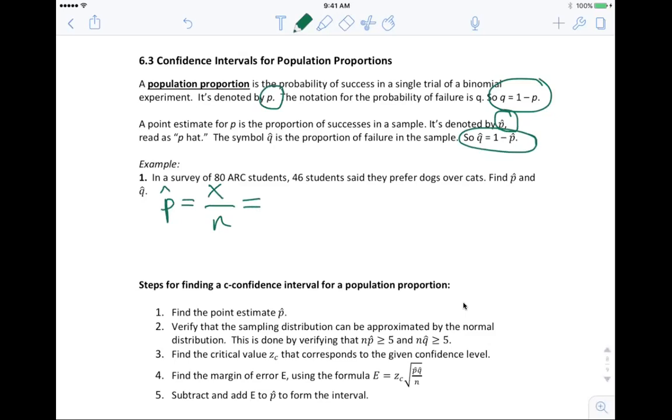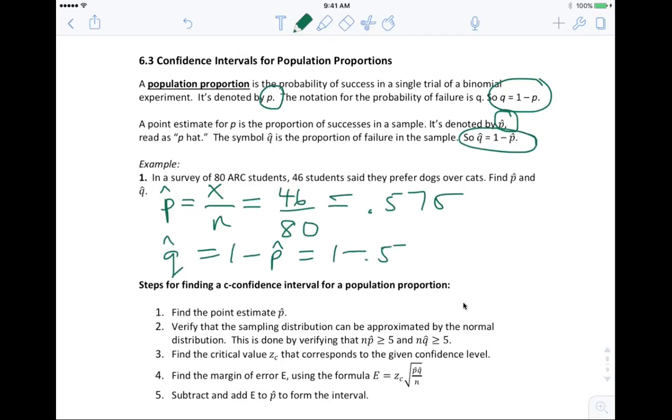In other words, you're just finding the percentage of people in this case who said they prefer dogs over cats. 46 people preferred dogs out of 80, right? So it's just going to be 46 divided by 80. That's the P hat. It's just a sample proportion, 0.575. Q hat is just 1 minus that. So 1 minus 0.575 would be 0.425. Okay, so that's usually the first step in these problems, unless they're just giving you those values explicitly.